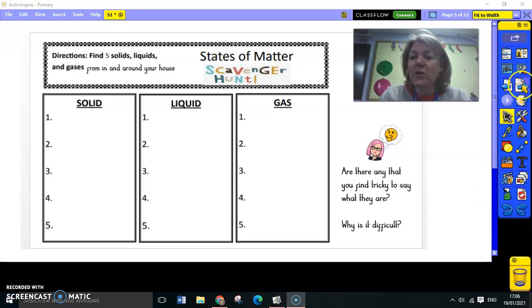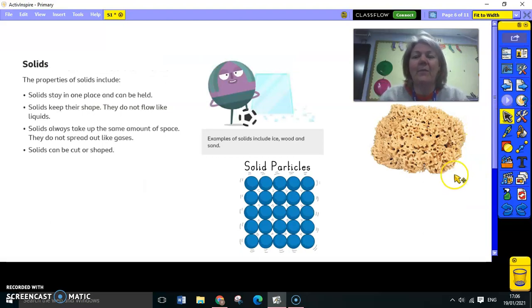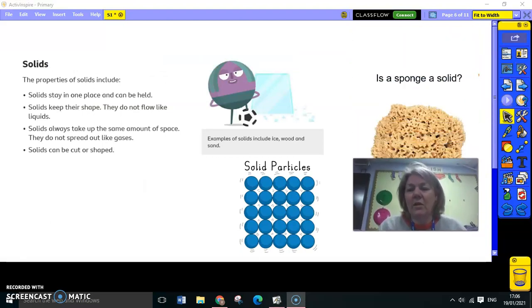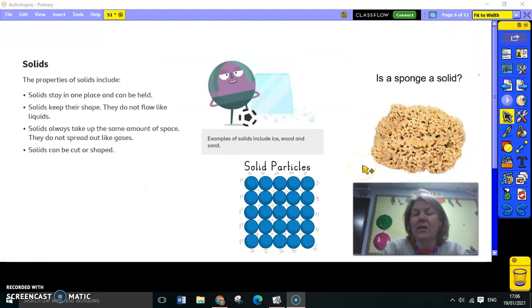So thank you for doing your scavenger hunt. I can't wait to see those sheets and the things that you've done, what you've managed to find in and around your house, because I'm guessing everyone's sheets are going to be a little bit different. So we're just very quickly going to talk about solids. So solids, and these are the properties. So these are the things that tell us whether an object is a solid or not.